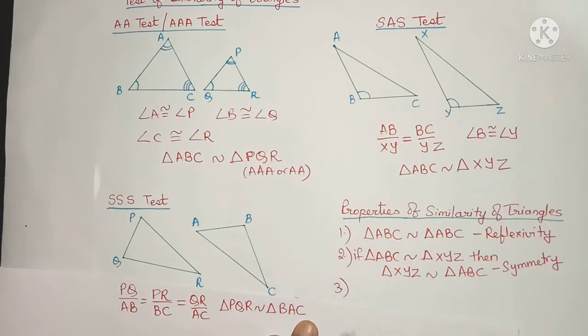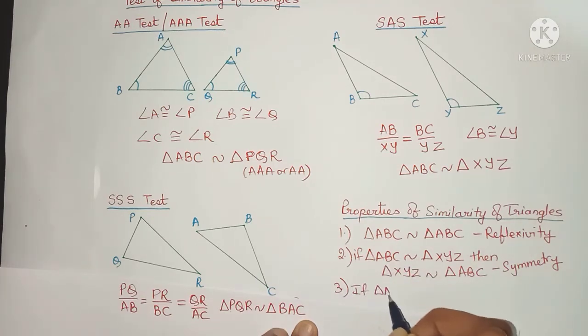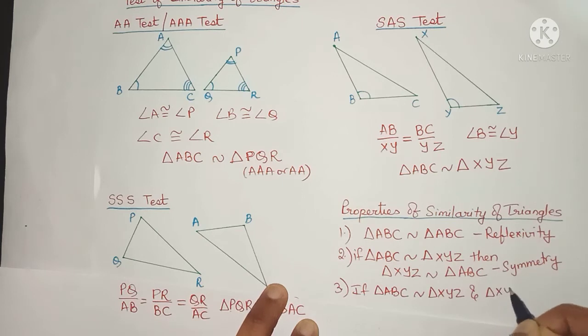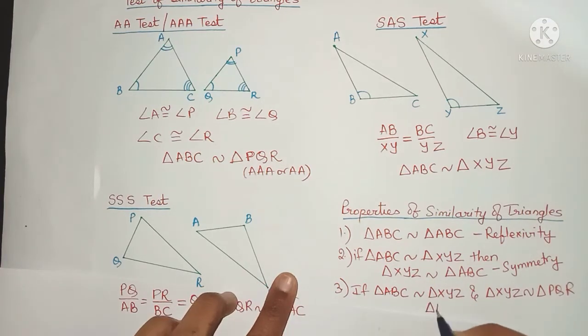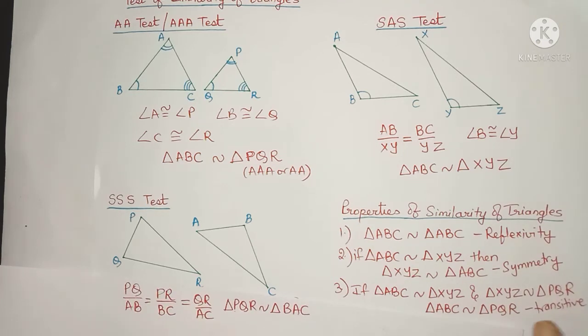And the last property is that if I have three triangles such that my triangle ABC is similar to triangle XYZ and triangle XYZ is in turn similar to say another triangle PQR, then I can safely say that triangle ABC has to be similar to triangle PQR, friends. So this is known as the transitive property. What is it called? The transitive property of similarity of triangles.